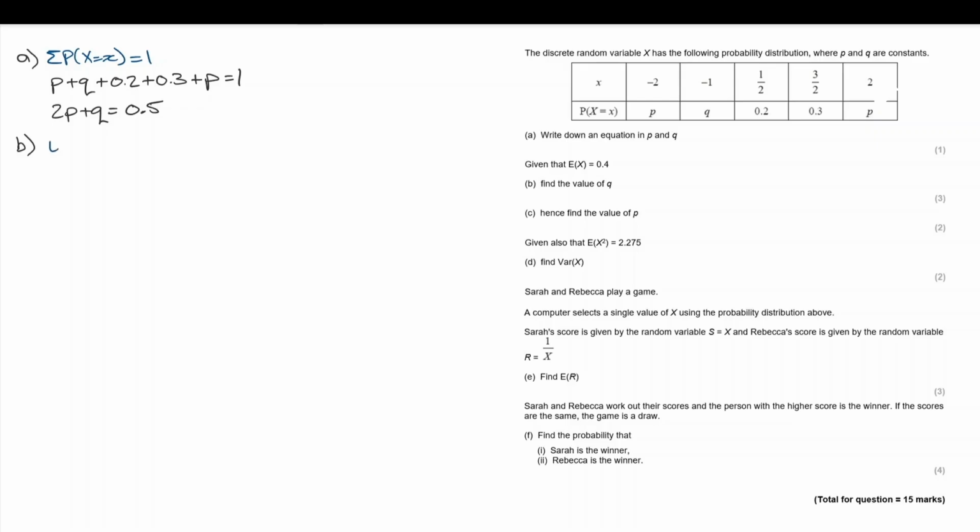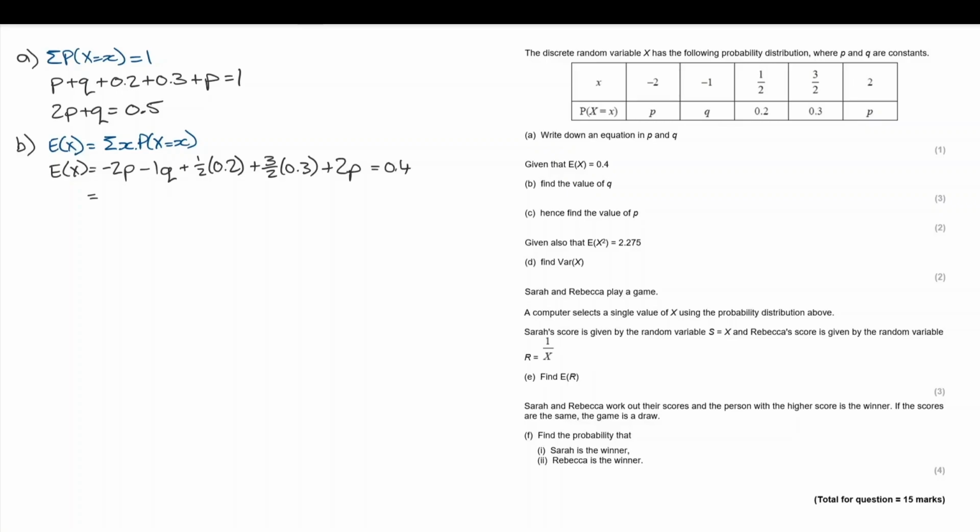Well, the expectation of x is going to be a product sum. We're going to multiply each of the x values by their corresponding probability and add all of those products together. So in this question, we'll have -2 multiplied by p, -1 times q, a half times 0.2, 3/2 times 0.3, and 2 multiplied by p. And we're going to set that equal to 0.4.